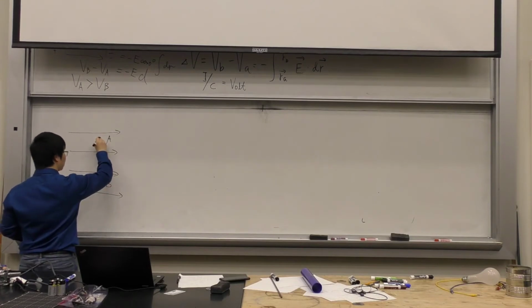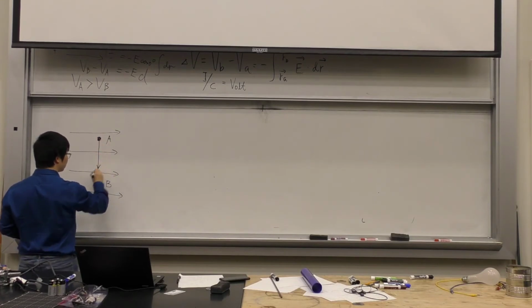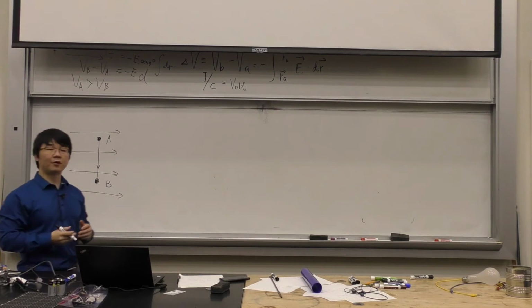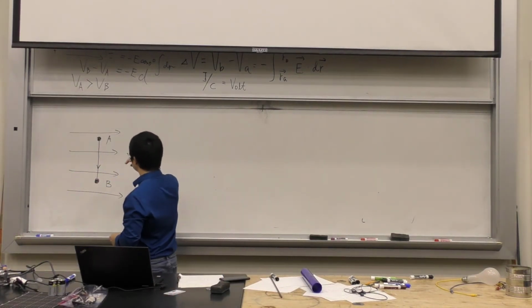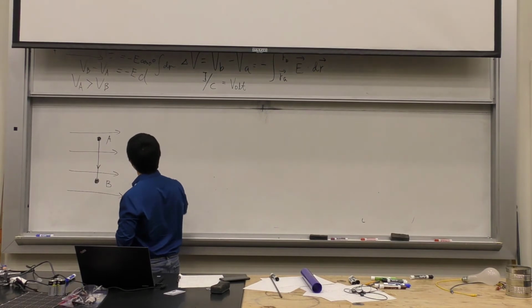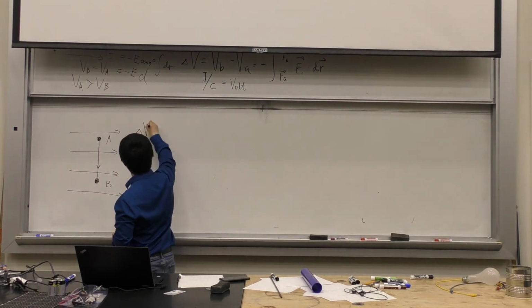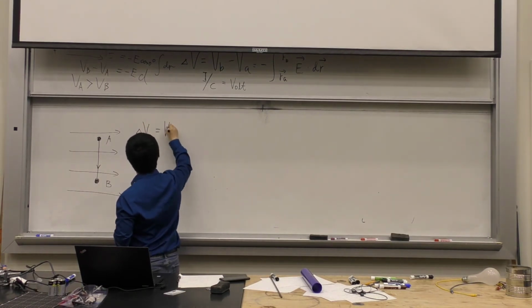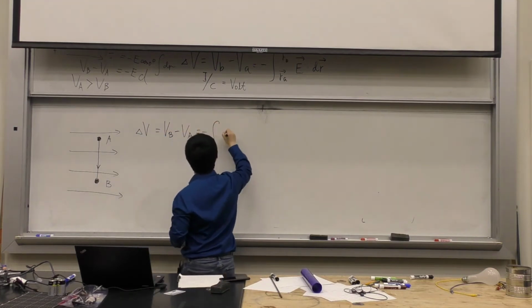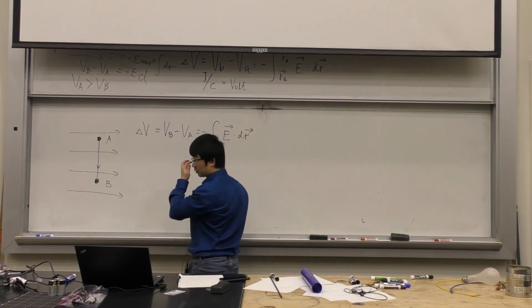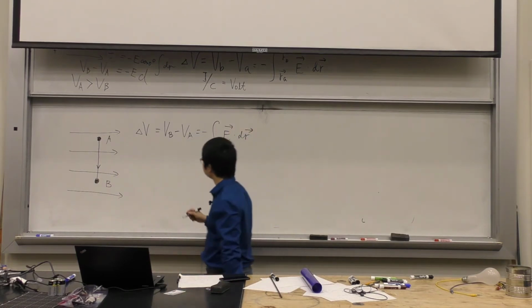So the displacement from A to B is going to be perpendicular to the electric field lines. What is now the potential difference between them? It's going to be VB minus VA, negative sign, integral of E dot dr. That's the definition. Now let's use the definition to find that.